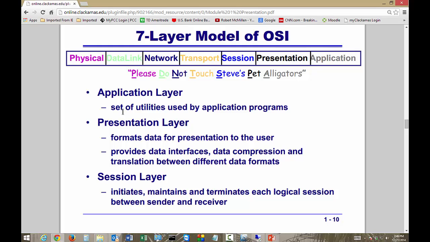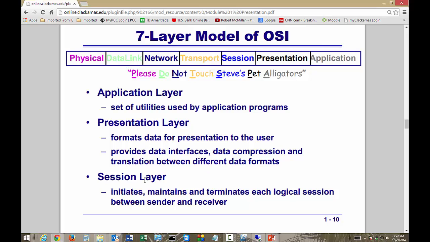The application layer is a set of utilities used by application programs. So application layer programs, say Microsoft Word, for instance, would be used at the application layer. The presentation layer formats data for presentation to the user, so it takes it one step down. It provides data interfaces, compression, translation, that kind of thing to the different formats.